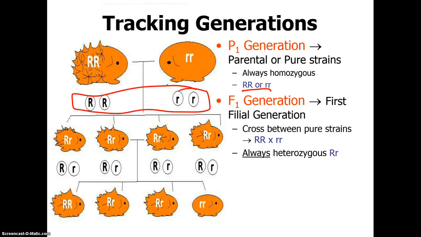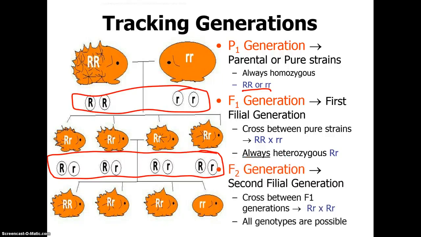Okay, then there's the F1 generation. This is the first filial generation, or it's the offspring of the P1 generation, okay? So these down here, if you take a look, what do you notice about the capital and lowercase letters? You should notice that each guinea pig has a capital and a lowercase. They get one capital from mom, one lowercase from dad, or vice versa.